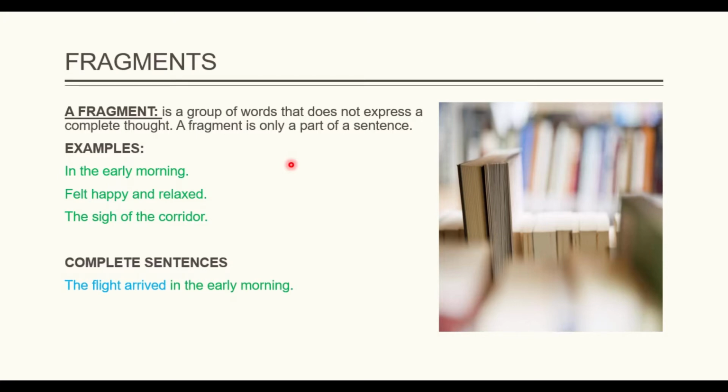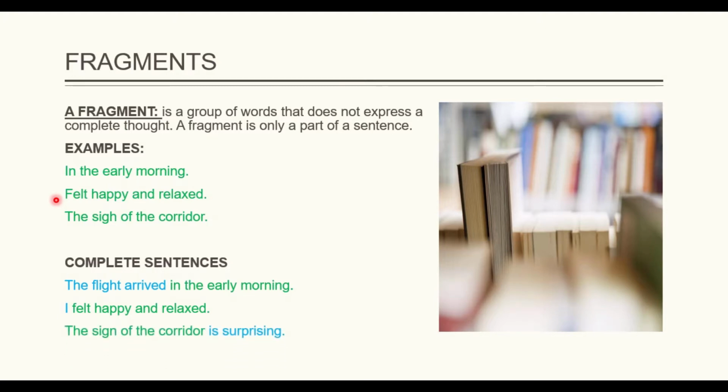In the first fragment, in the early morning, I can add an independent clause, which is the flight arrived. Now together it's a full sentence: the flight arrived in the early morning. With felt happy and relaxed, as you can see, a subject is missing here. So I can write the pronoun I, and say I felt happy and relaxed. Now it's a complete thought.